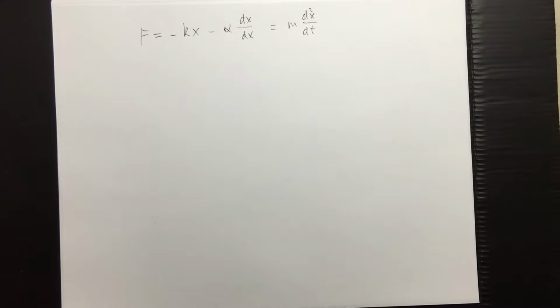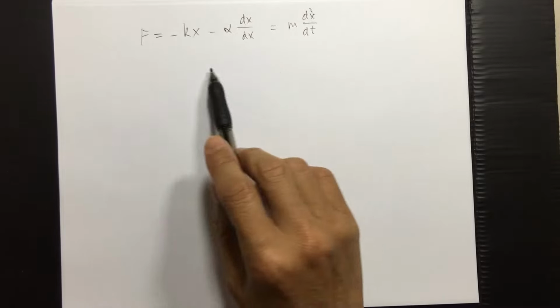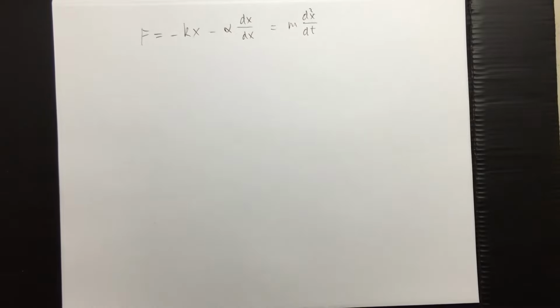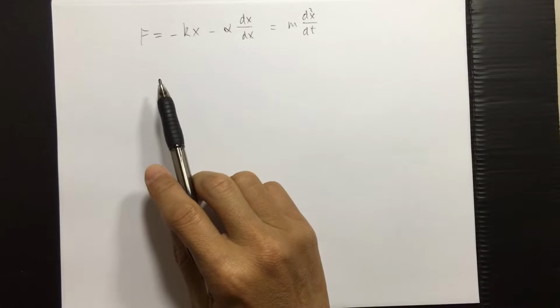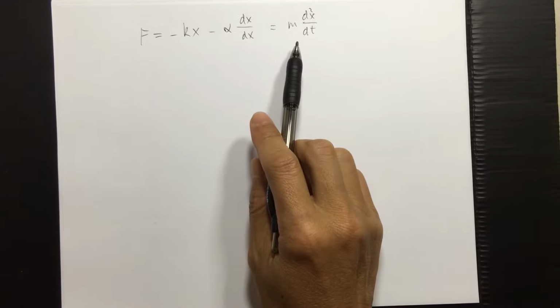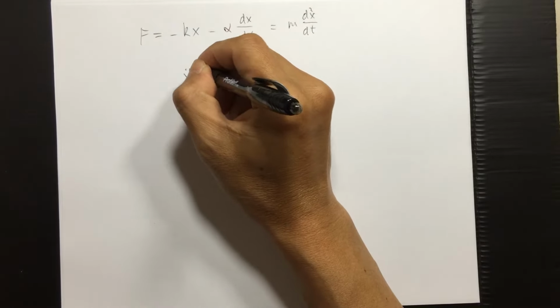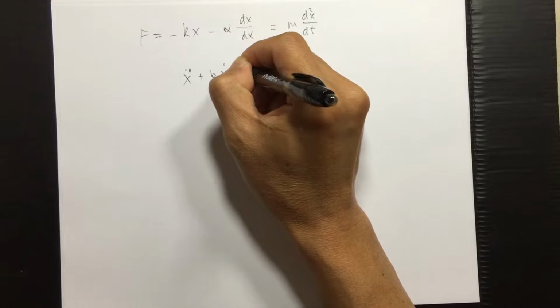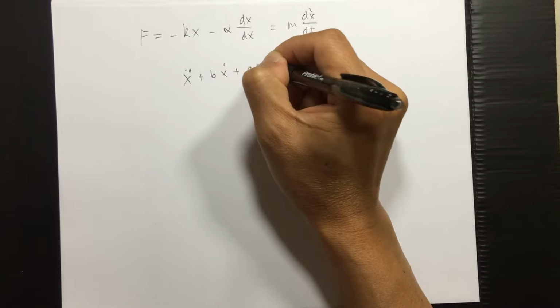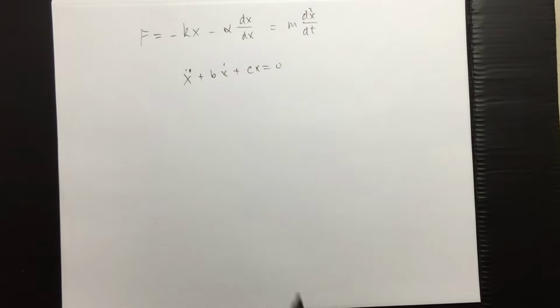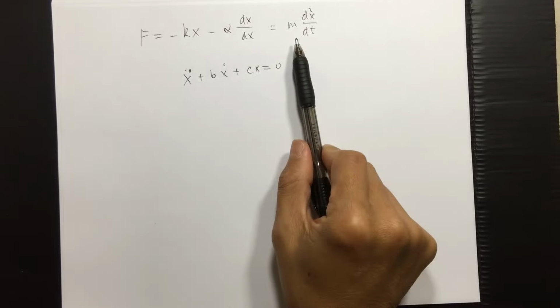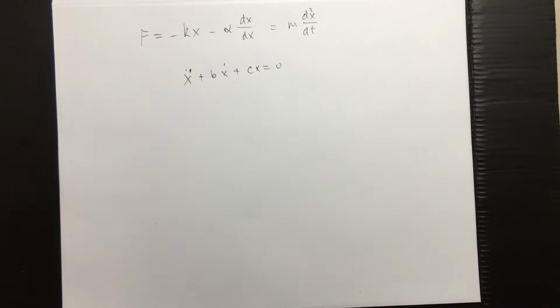Right? So you clean this up a little bit. This is all constant, right? You can move this all to one side, and then divide it by m. So this all becomes constant, right? So we have x double dot plus b x dot plus c x equal to 0, where b equals alpha over m, and c equals k over m.